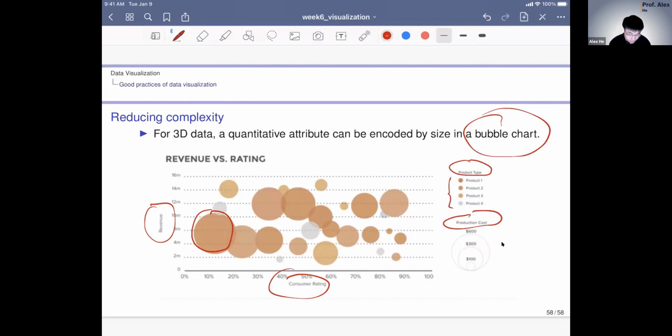And you can do that for every one, you can look at each of these bubbles and see what they are. And in general, it can probably also allow you to see some patterns. So for example, product 4 usually have pretty low cost, and 1 probably have higher cost, etc. So that's also another option if you have a third dimension, which is a continuous variable.